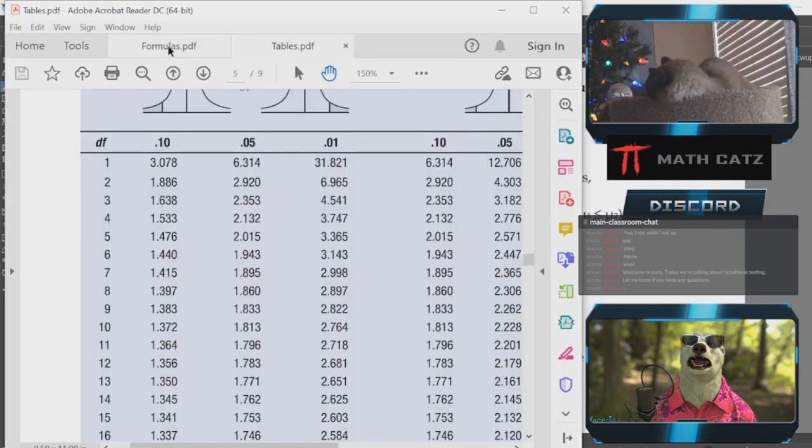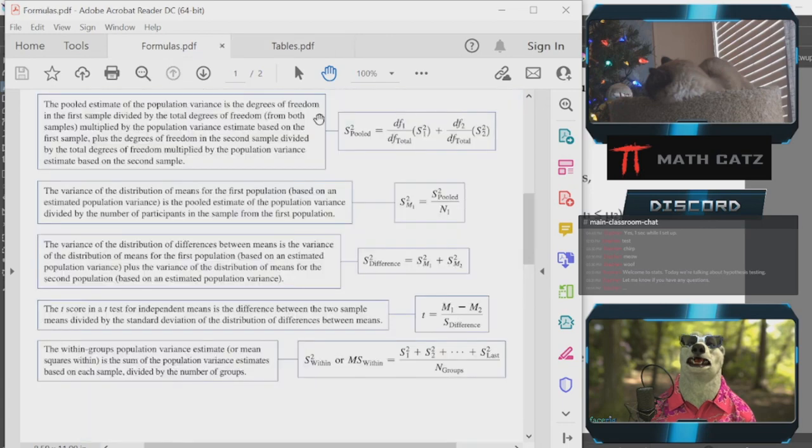There we go. They are in the formula sheet. We have the pooled variance over here. We have the individual groups, their distribution of means, and then the variance of the distribution of differences between the means is the sum of the two variances. We then will look at, don't worry about this last one, that's for another topic. We then calculate our t-score as the difference between the two means over the standard deviation of this difference distribution.